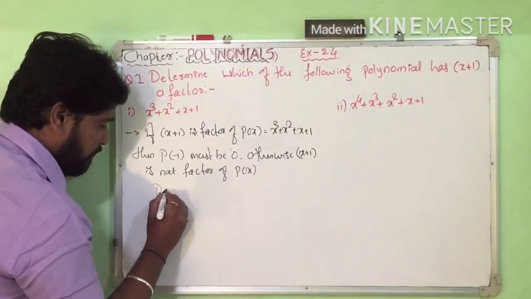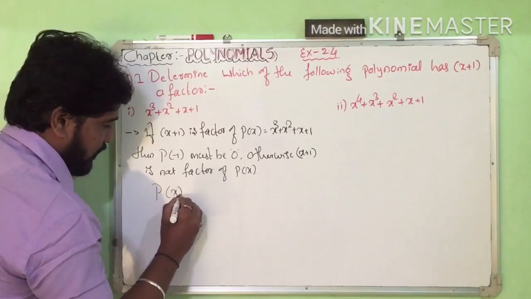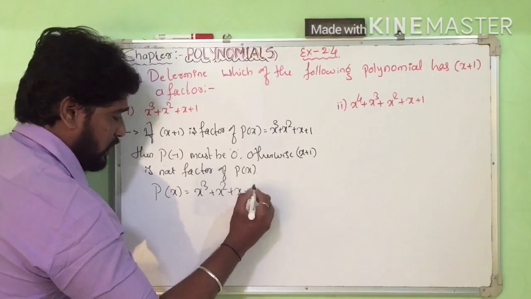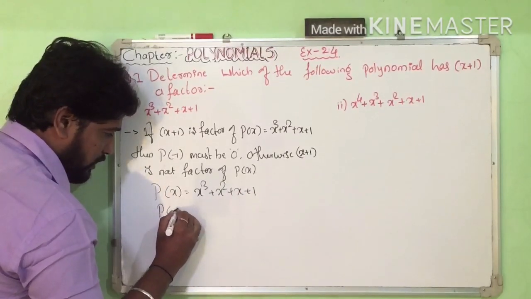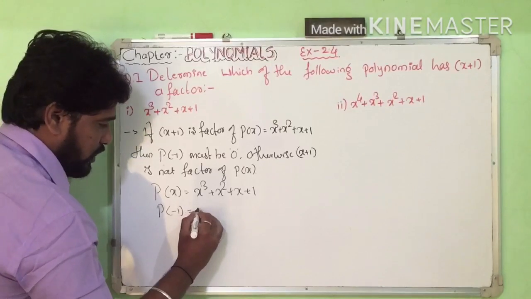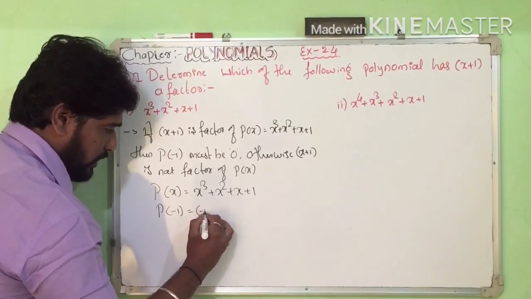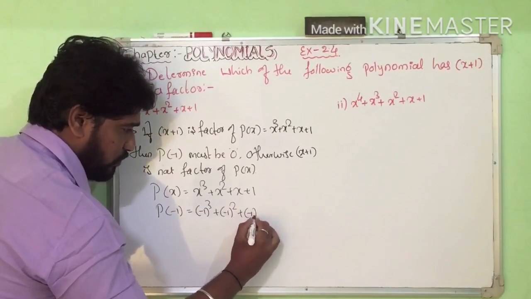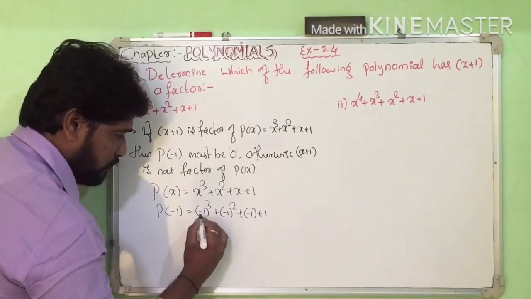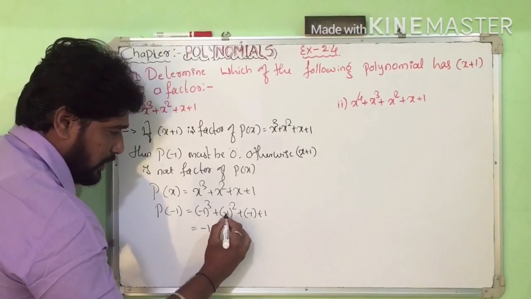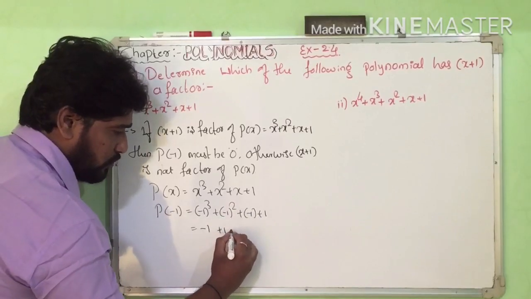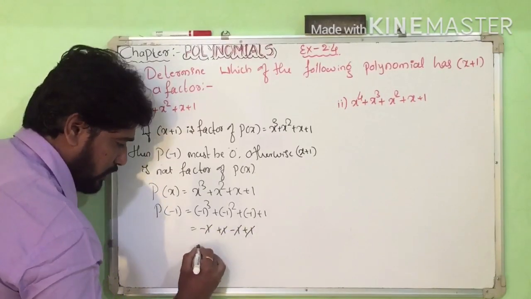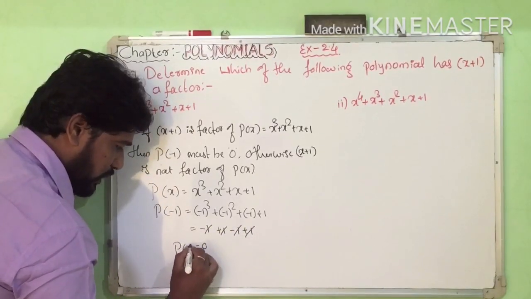So we will write for the given polynomial p of x equal to x cube plus x square plus x plus 1. So here x is replaced by minus 1. So minus 1 cube plus minus 1 square plus minus 1 plus 1 as it is. So minus 1 cube is minus 1, and minus 1 square is plus 1, and minus 1 as it is, plus 1 as it is. These two cancel, these two cancel. Here we got 0. So p of minus 1 is equal to 0.